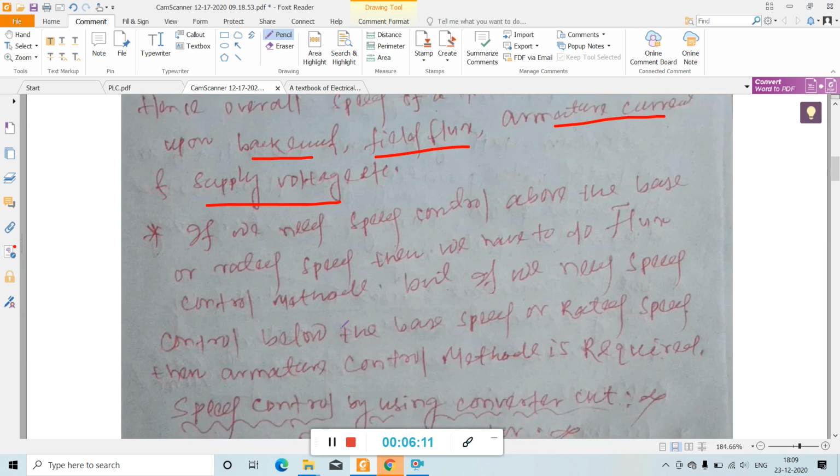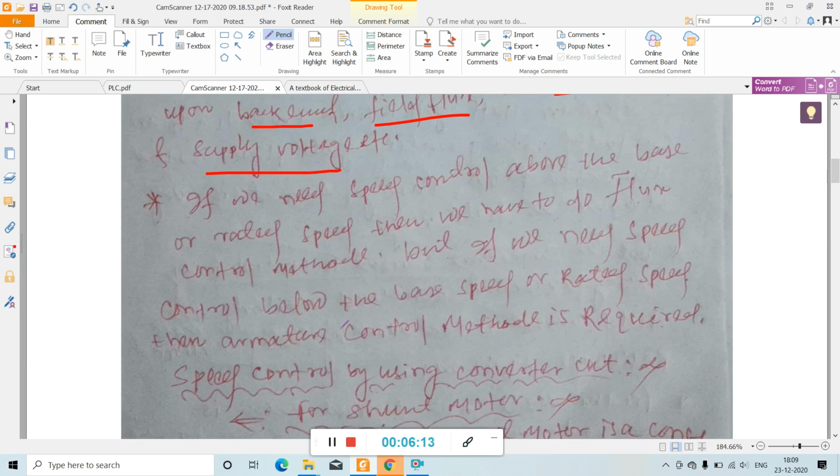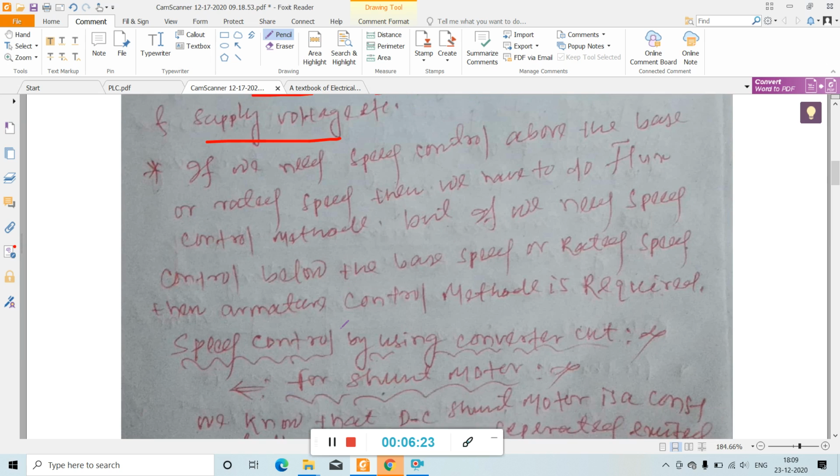So if we need speed control above the base or rated speed, then we have to use the flux control method. But if we need speed control below the base speed or rated speed, then the armature control method is required.